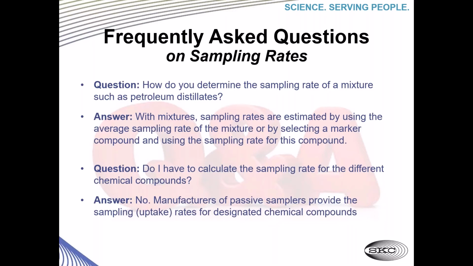Another question, do I have to calculate the sampling rate for the different chemical compounds? And you saw some of the formulas and the things that Jay talked about, so that could be pretty daunting, I would imagine. And fortunately, the answer is no. Manufacturers of passive samplers like SKC provide sampling or uptake rates for the designated chemical compounds. So you do not have to do the math and do the formulas, it's done for you.